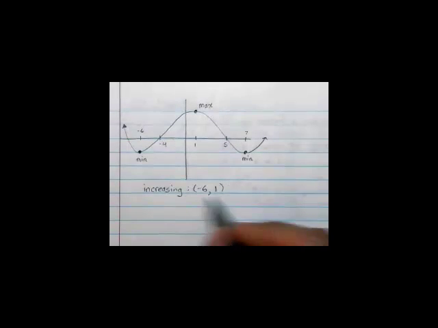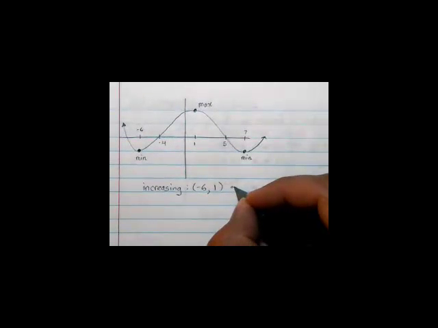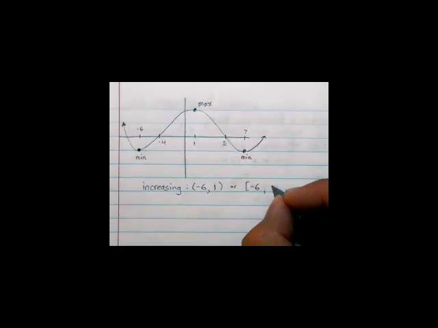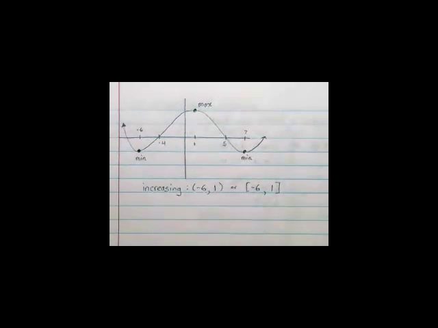Okay, now there's some debate. You could write it this way with parentheses, or if you wanted to actually include the -6 and the 1 as part of the increasing interval, I guess technically that's true, okay? So I'm going to accept it either way, the parenthesis or the bracket. In this case, it doesn't really make a difference, okay? But that's correct, though. That's an increasing interval.